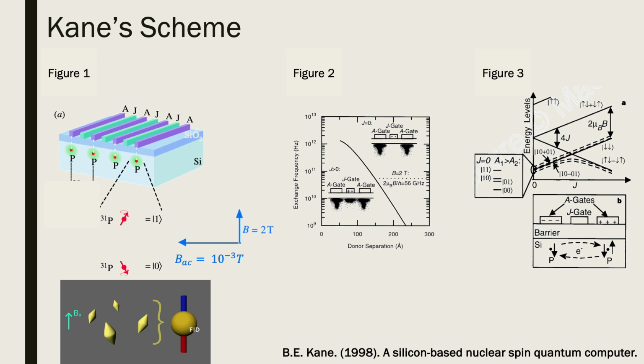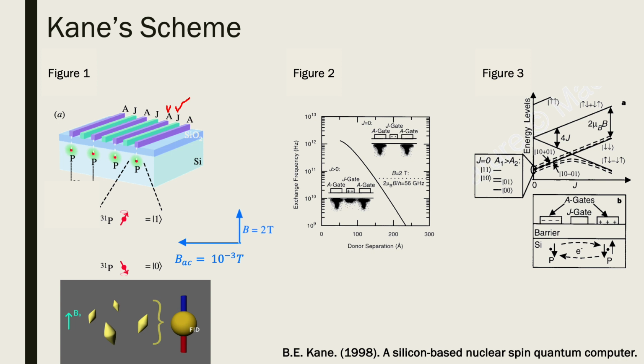First, when you look at figure 1, A and J are gates, and these gates are applied in experiments involving electron spin resonance or nuclear magnetic resonance techniques, which are commonly used to manipulate and read out the quantum states of nuclear spins in silicon.